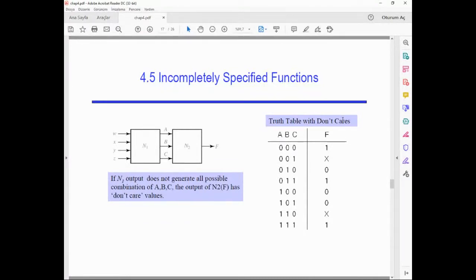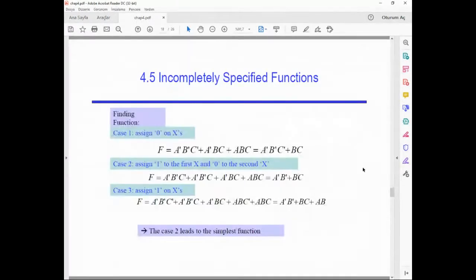There is a not clear situation. You also will see that some components, some circuits, some applications use don't care values. So it means you can write here 1 or 0. It is not important. If N1 output doesn't generate all possible combinations of A, B, C, the output of N2 has don't care values. So that means we don't know the result if the input is 0, 0, and 1. If A equals 0, B equals 0, and C equals 0, what's the result? We don't know that, so we don't care. We can use 1 or we can use 0. You can use whatever you want.